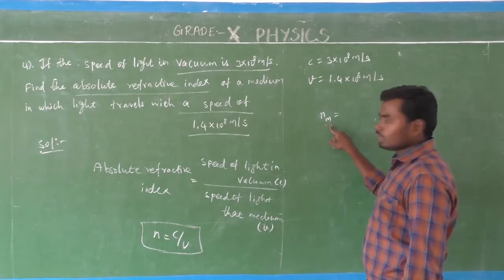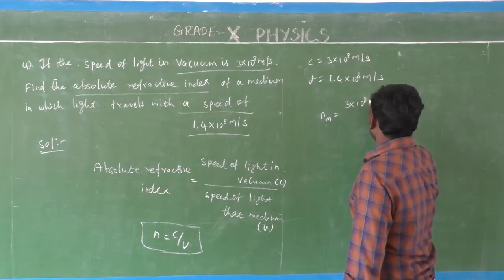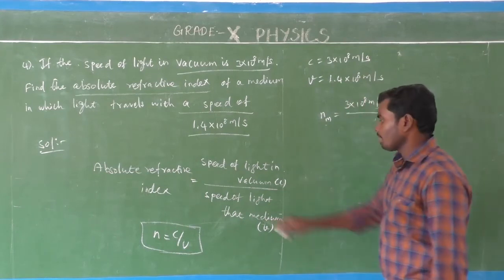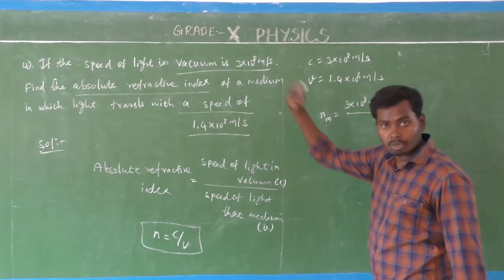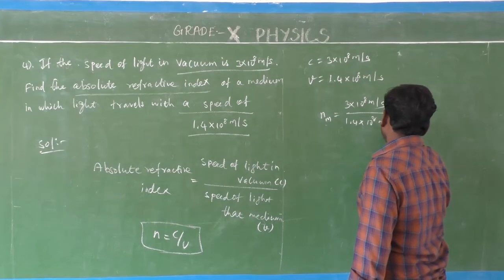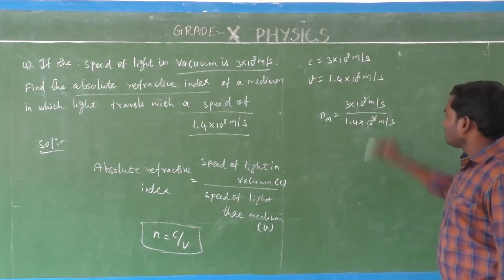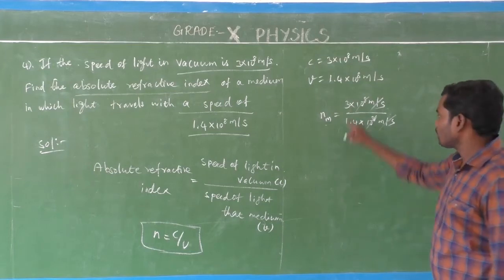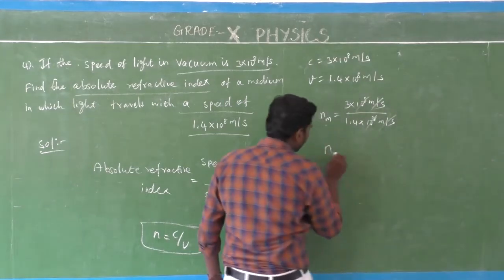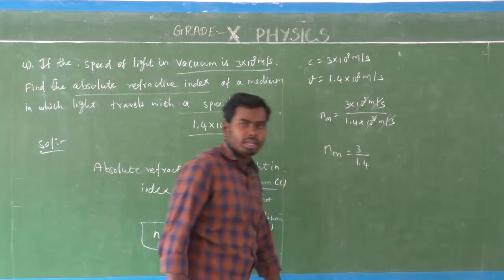So n is equal to c, 3 into 10 to the power of 8 meter per second, divided by v, the speed of light in that medium, 1.4 into 10 to the power of 8 meter per second. So 10 power 8 cancels, meter per second cancels. Further, we get the refractive index of the medium equal to 3 divided by 1.4.